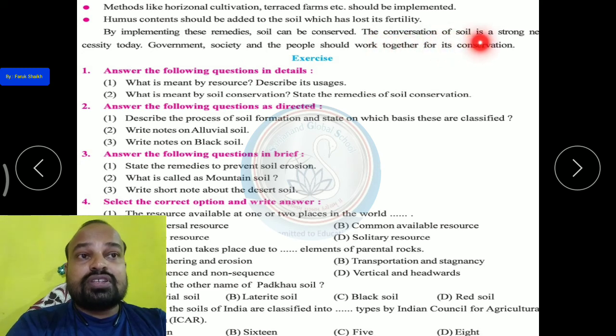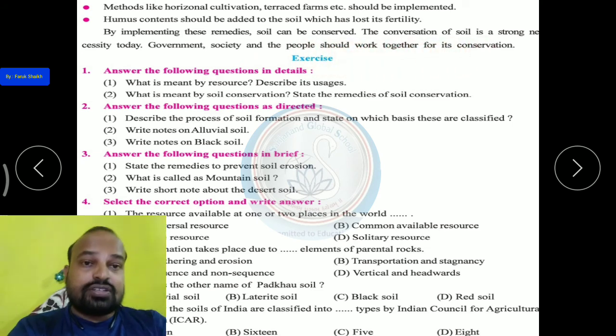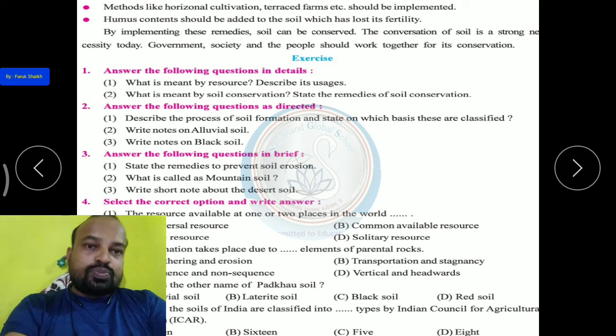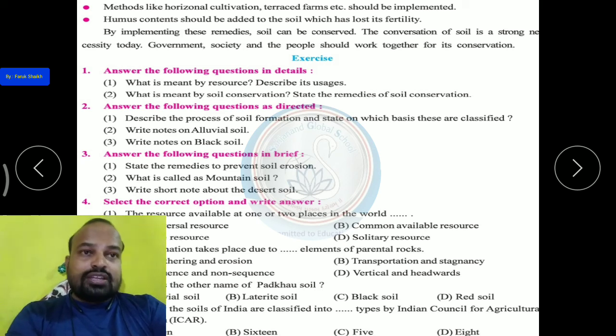Soil conservation is a strong necessity today. Government, society, and the people should work together for its conservation. Soil conservation is the most important, and it is not only the responsibility of the government, but the society, the people, and the government should all work together for the conservation of the soil.